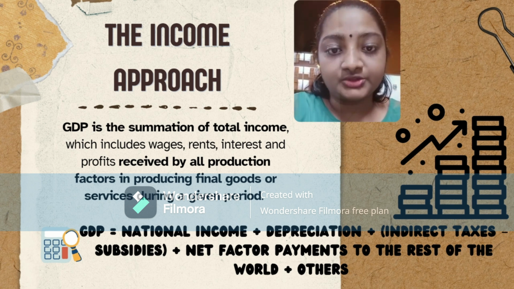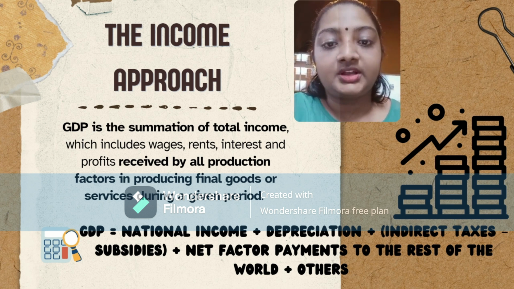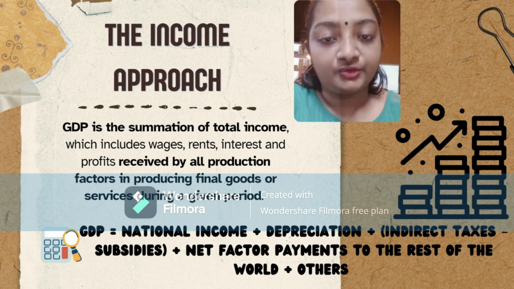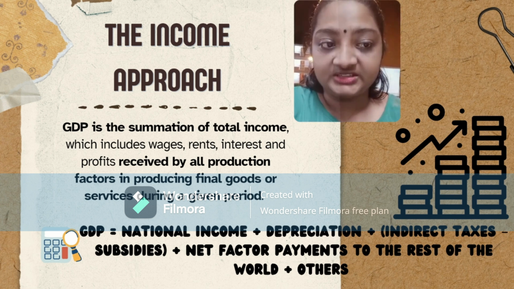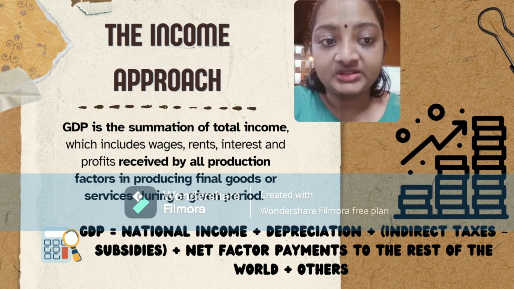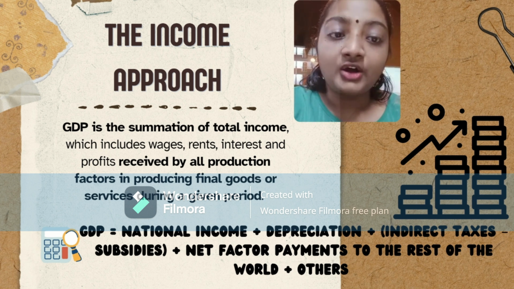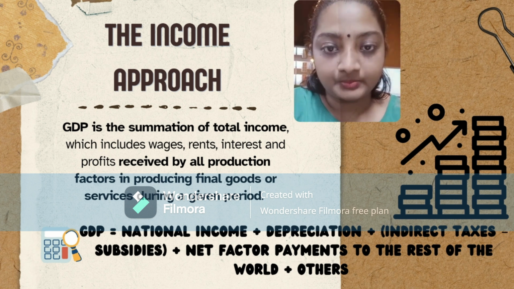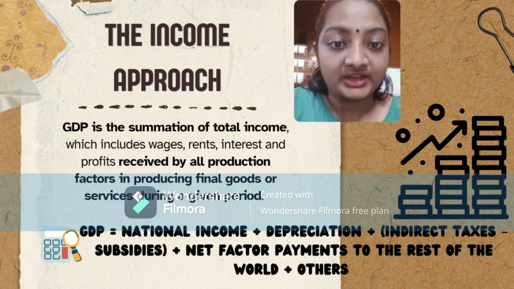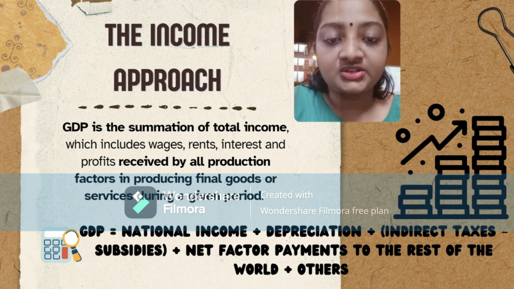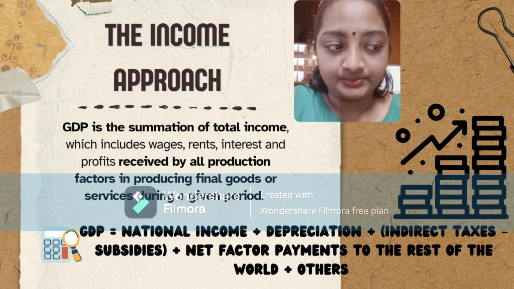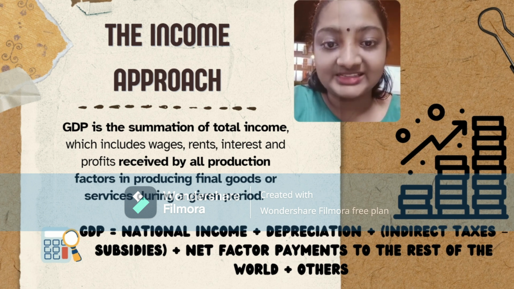For the income approach, it can be concluded that GDP is the summation of total income, which includes wages, rents, interest, and profits received by all the production factors in producing final goods or services during a given period. The formula for the income approach is GDP equals national income plus depreciation plus indirect taxes minus subsidies plus net factor payment to the rest of the world plus others.